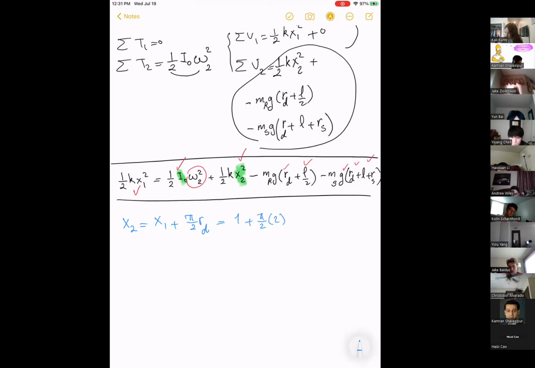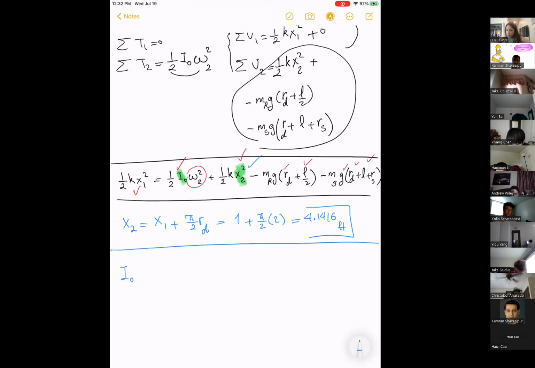So pi technically is pi plus 1, which is going to be 4.1416 feet. So I got this guy. How about IO? How do I calculate IO?